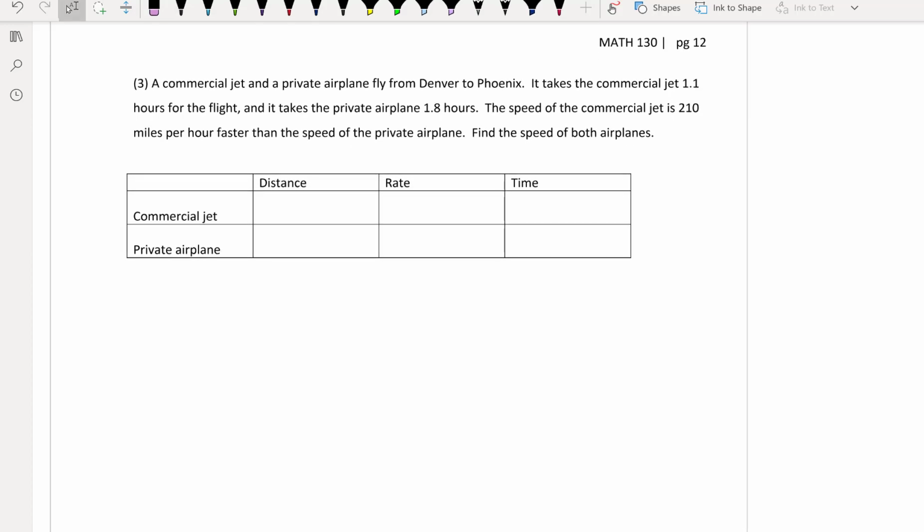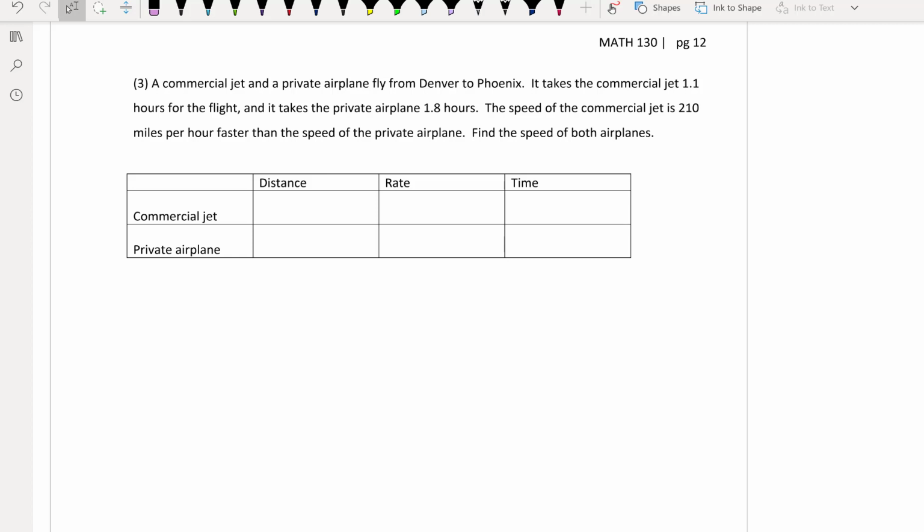Here, for this example, I have my commercial jet and I have a private airplane. It says a commercial jet and a private airplane fly from Denver to Phoenix. It takes the commercial jet 1.1 hours for the flight, and it takes the private airplane 1.8 hours. The speed of the commercial jet is 210 miles per hour faster than the speed of the private airplane. Find the speed of both airplanes.